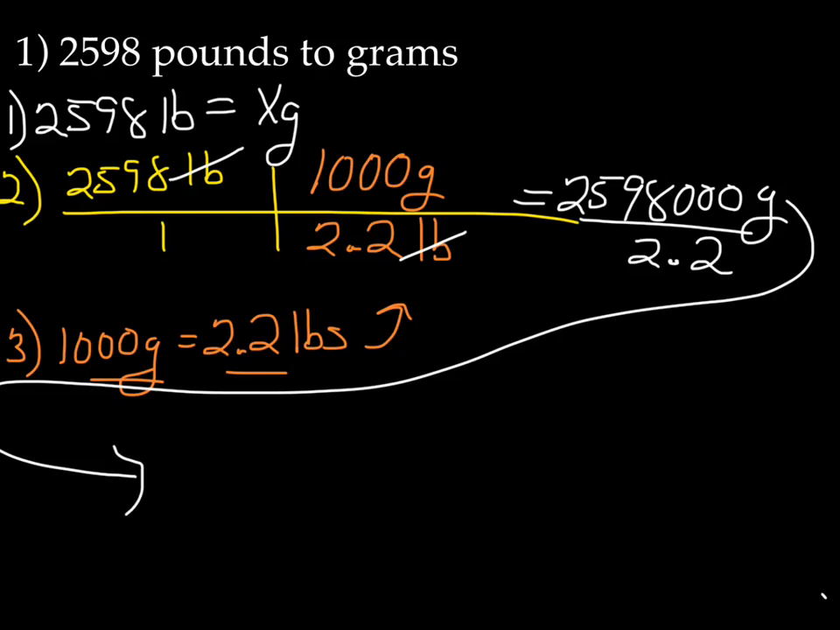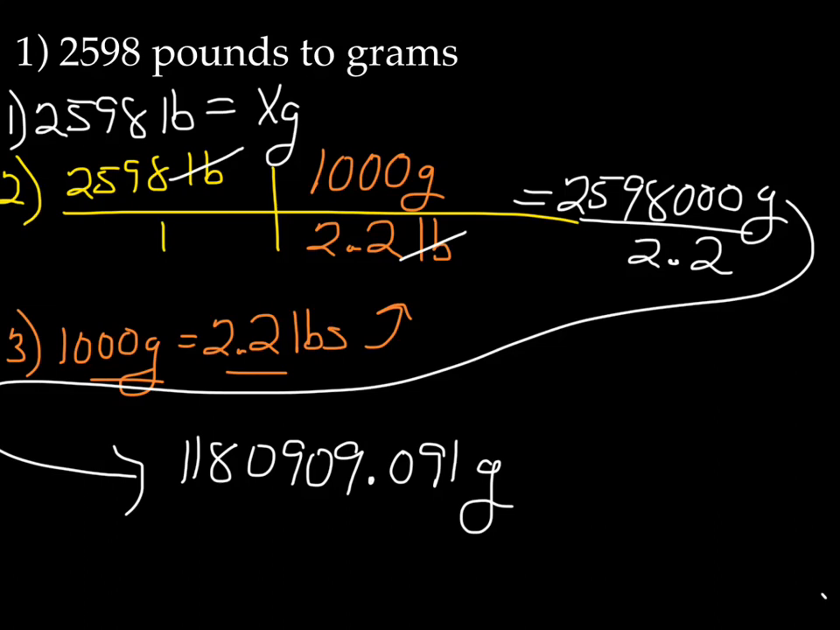And I got 118,009.091 grams. All right, now we need to figure out a number of sig figs. Remember, the numbers from the unit conversion table don't count for sig figs, so we're going to ignore both of those. We're just going to look at the numbers in our given, which was 4.